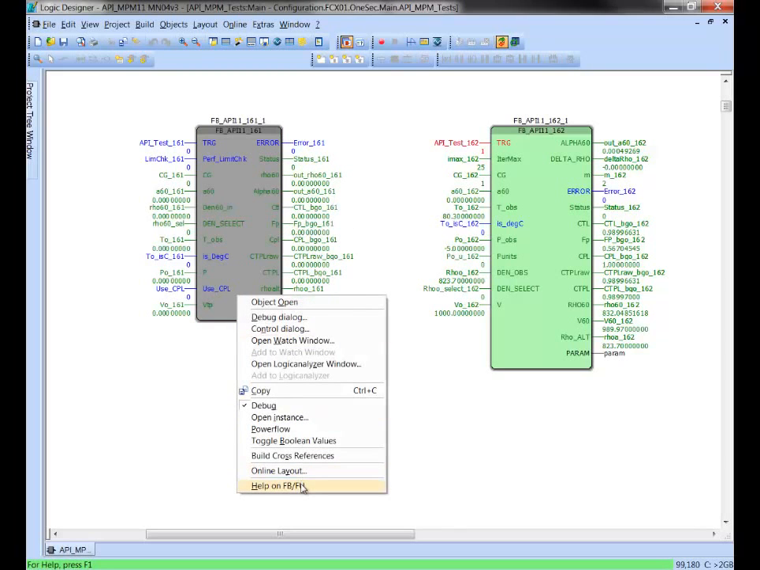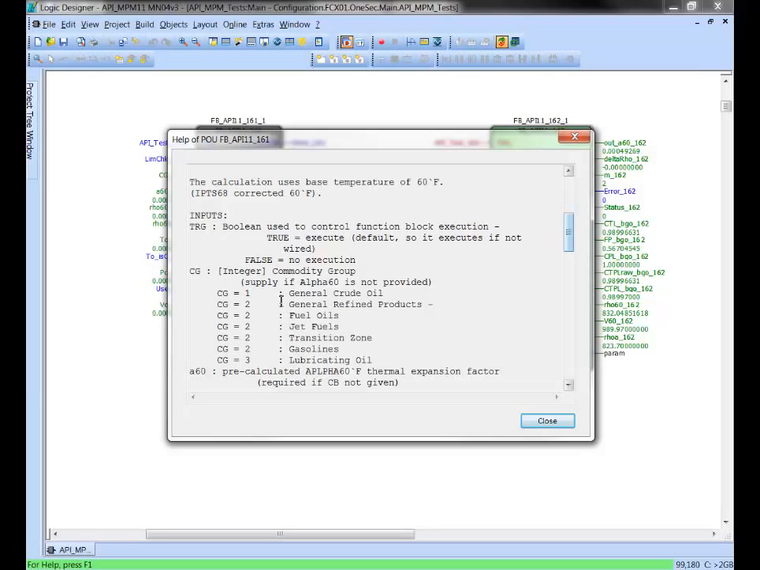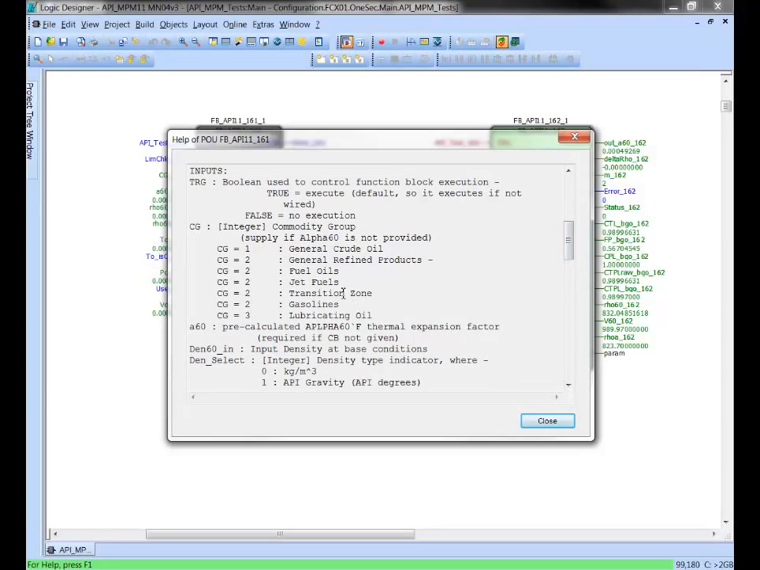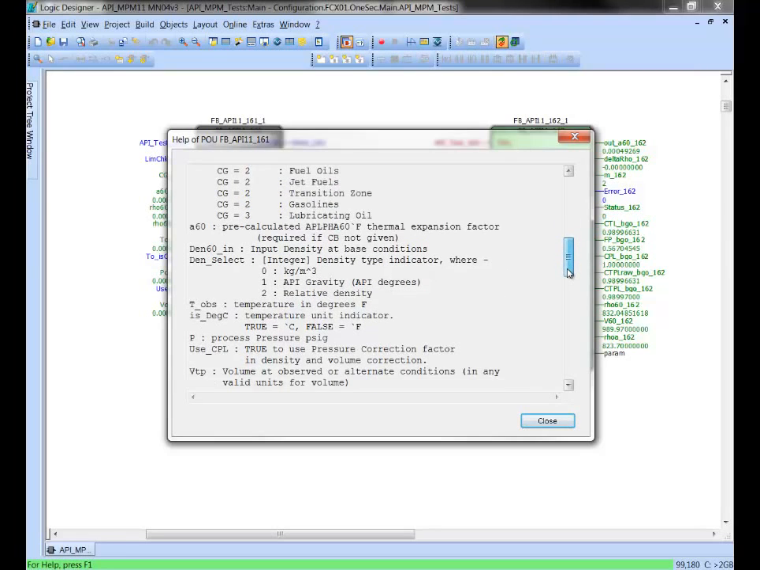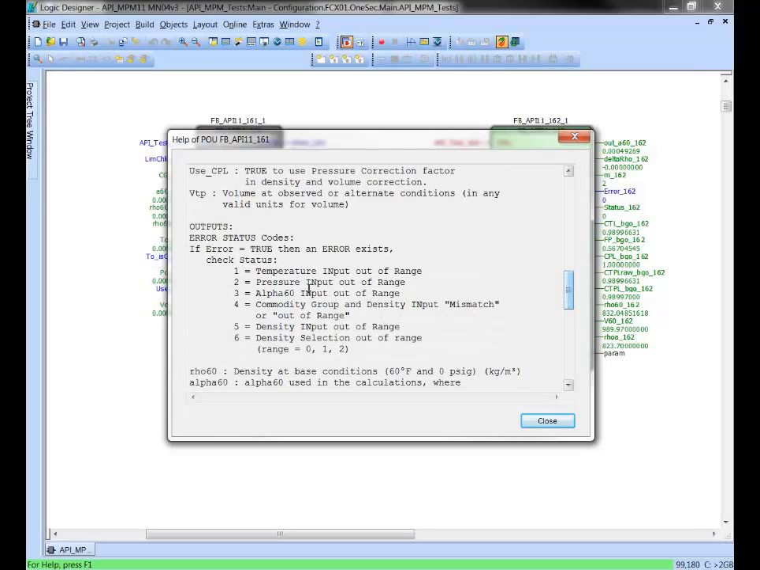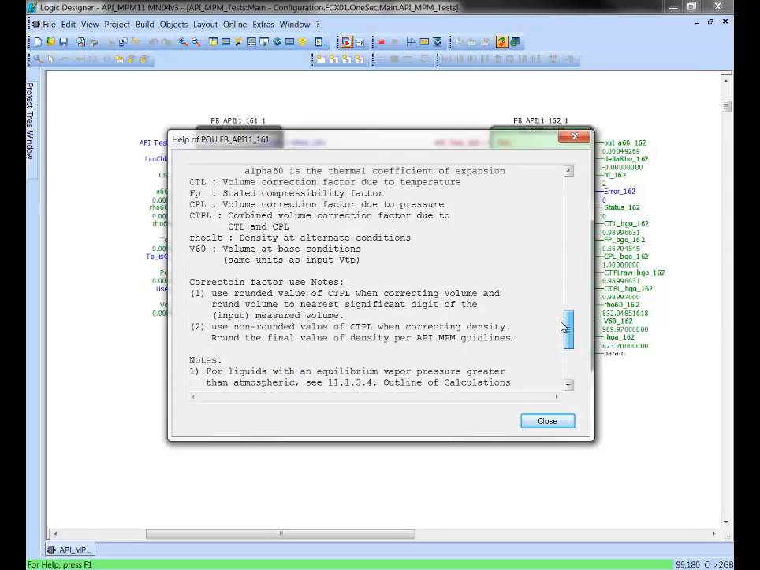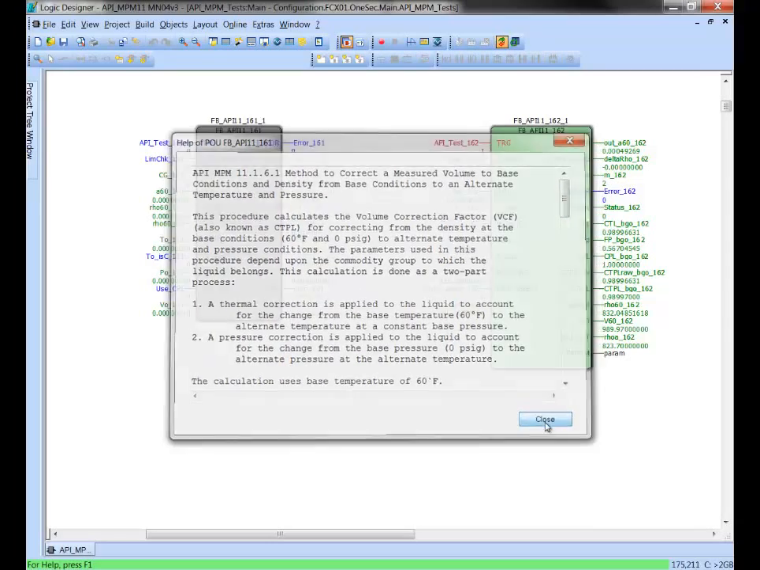If you right-click on the function block itself and click on Help, there's a description of the function block itself. As you scroll down through it, you can see that it talks about the commodity groups, what they mean, which commodity group to use depending on what type of oil or petroleum that you have. And then it talks about the alpha 60 inputs. These are the different inputs and outputs to the block. To give a little help, it has a little table showing you the error and status codes, what they mean. And so all this is contained within our new library. All this help and information comes as part of the library. So go ahead and close that.